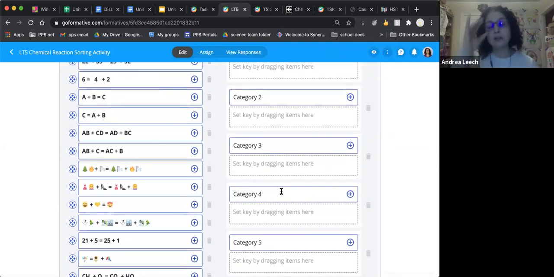And you'll want to talk to them about when you get them started, and you can set them up to do this as a synchronous or an asynchronous activity. If you're doing it synchronous or live, you might want to put them into breakout rooms to have them discuss it with their peers as they go through it. That's how I would do it. If you're going to do it asynchronous, then you can just have them do it on their own.